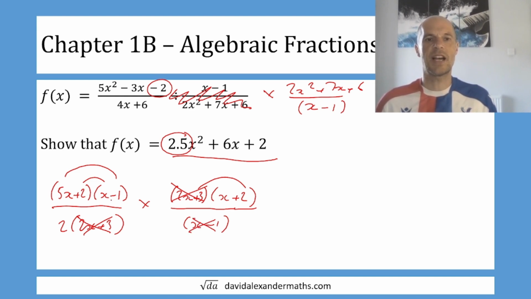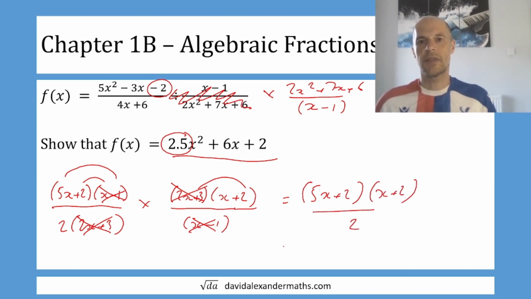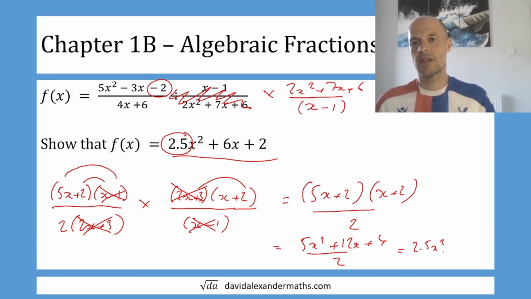Now this x minus 1 cancels with this x minus 1, so what we end up with is 5x plus 2 lots of x plus 2 all over 2, and on the top that's going to be 5x squared plus 2x plus 10x, so plus 12x plus 4 all over 2, and that is the same as 2.5x squared plus 6x plus 2. There we go. So we have shown that f of x is 2.5x squared plus 6x plus 2, and we are done.